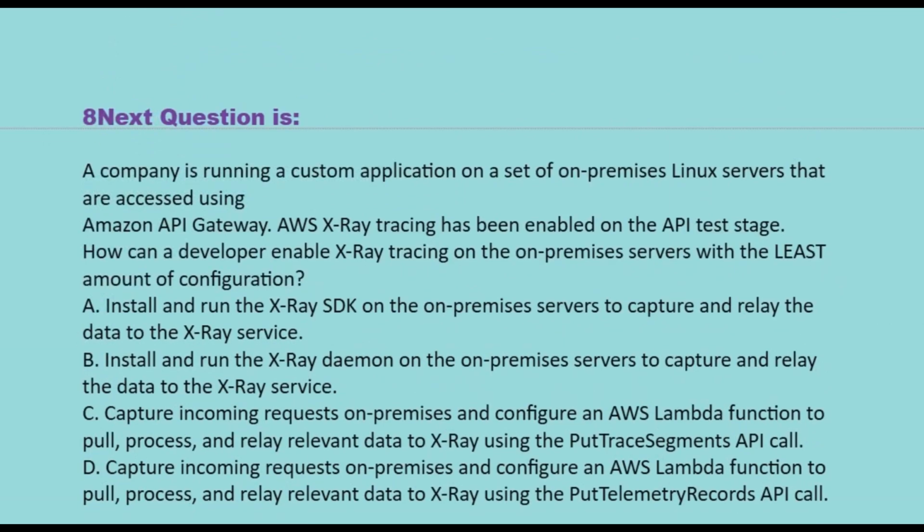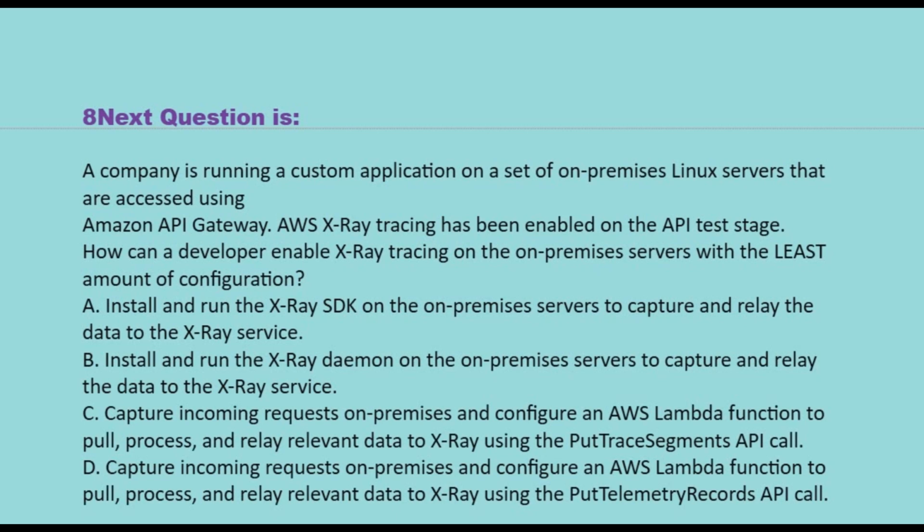Question is, a company is running a custom application on a set of on-premises Linux servers that are accessed using Amazon API Gateway. AWS X-Ray tracing has been enabled on the API test stage. How can a developer enable X-Ray tracing on the on-premises servers with the least amount of configuration?